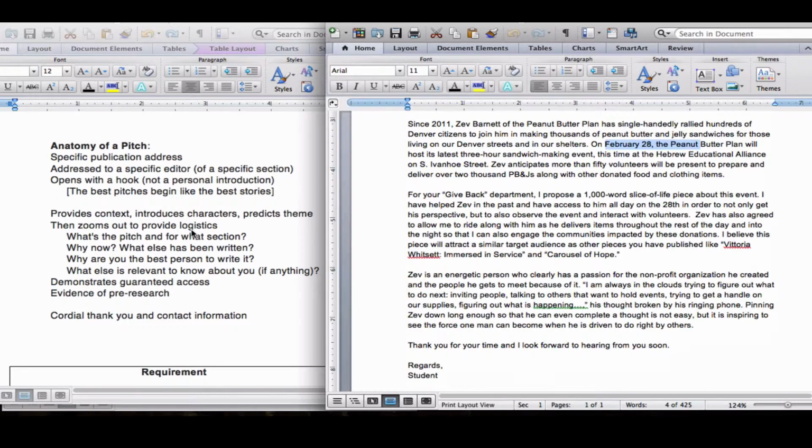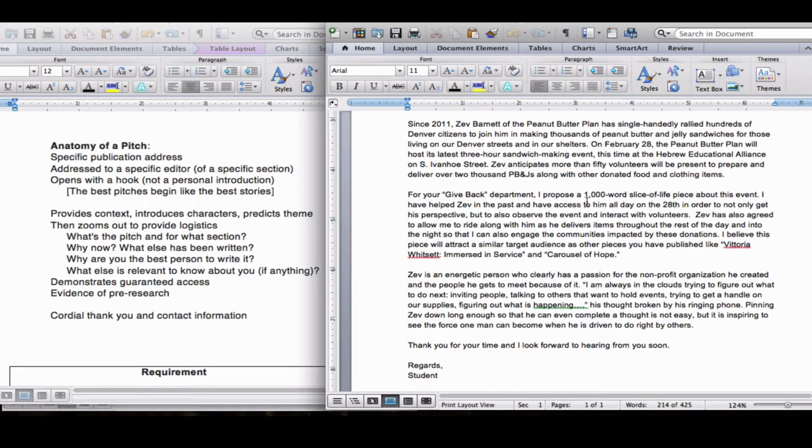For the third paragraph, we zoom out even farther to get the logistics over here in the anatomy of the pitch: what's the pitch and for what section, why now, what else written, why are you the best person to write it. So for your Give Back department, there's a specific section. "I propose a 1,000-word slice of life piece."